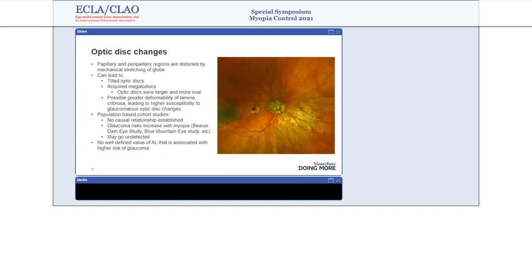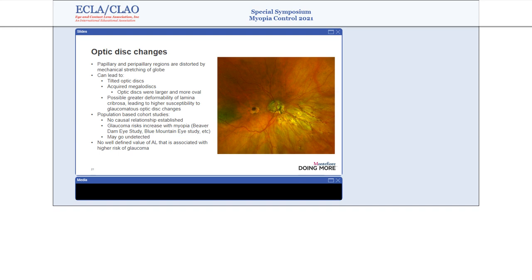The last change I'd like to talk about is optic disc changes. We know that the papillary and peripapillary regions are distorted by the mechanical stretching of the globe. So in these patients, we usually see a tilted disc and peripapillary atrophy. We can have acquired megalodisc, where the optic discs are larger and more oval. And it is thought that this can lead to higher susceptibility to glaucomatous optic disc changes.